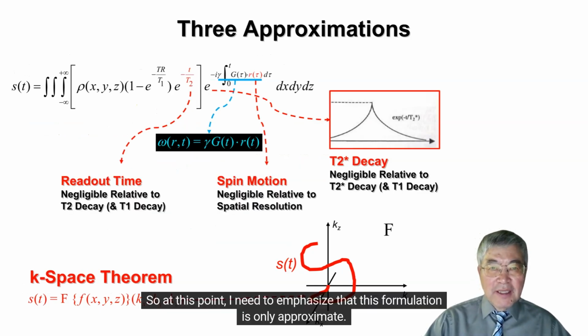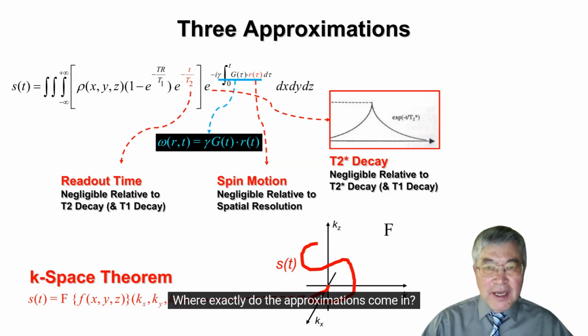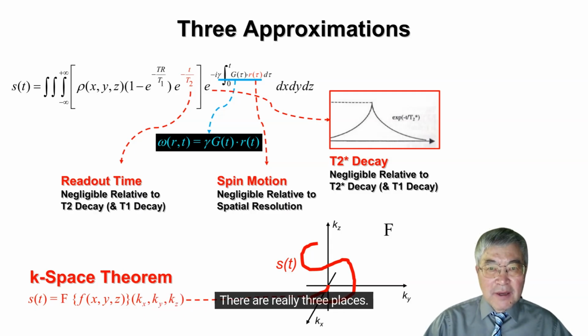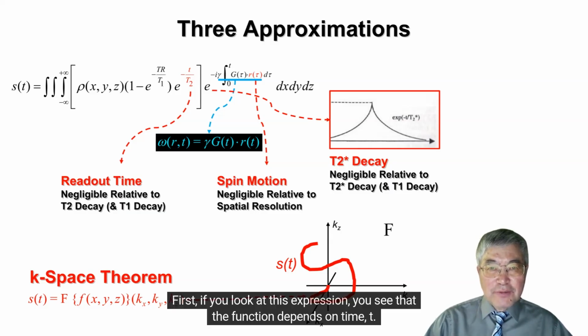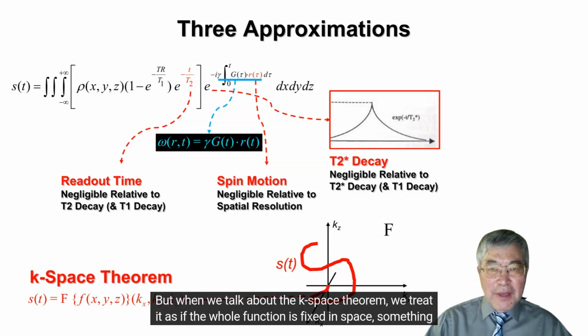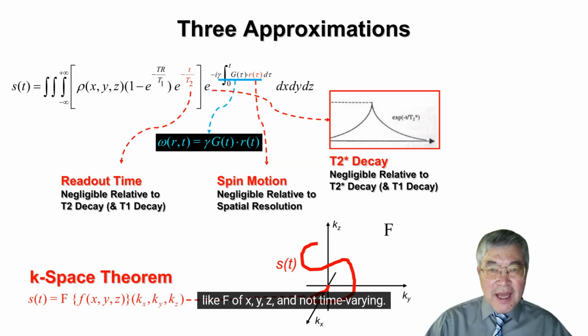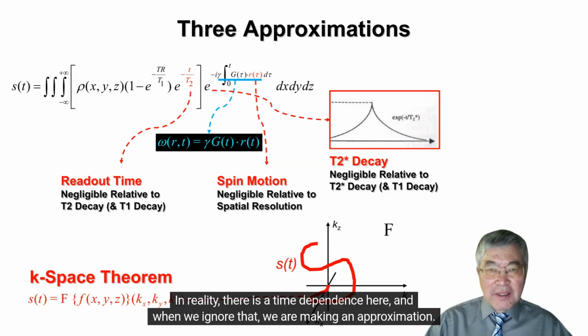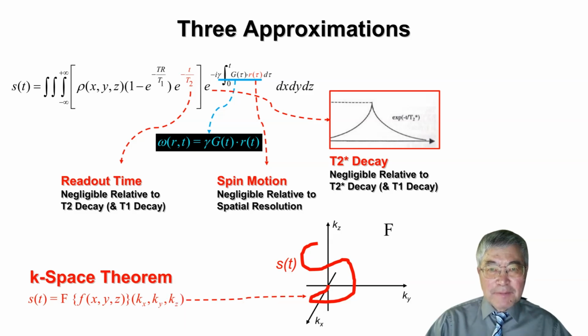So at this point, I need to emphasize that this formulation is only approximate. Where exactly do the approximations come in? There are really three places. First, if you look at this expression, you see that the function depends on time t. But when we talk about the k-space theorem, we treat it as if the whole function is fixed in space, something like f of x, y, z, and not time varying. In reality, there is a time dependence here, and when we ignore that, we are making an approximation.